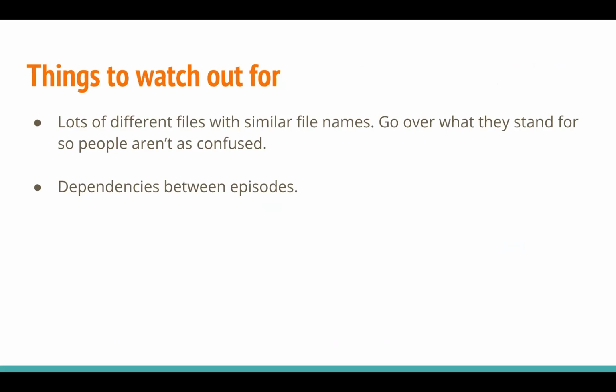A couple of other things to watch out for. One is that many different files have similar file names. They start with the abbreviation for the field site that they're associated with, so either HARV for Harvard Forest or SJER for San Joaquin Experimental Range. Make sure that your learners are familiar with those abbreviations as well as the other abbreviations that are used in the file names. Those are all introduced in the lesson, but be very deliberate about them, and go over what they stand for so that people aren't as confused.